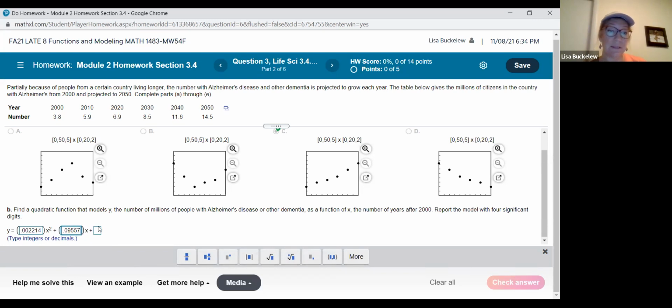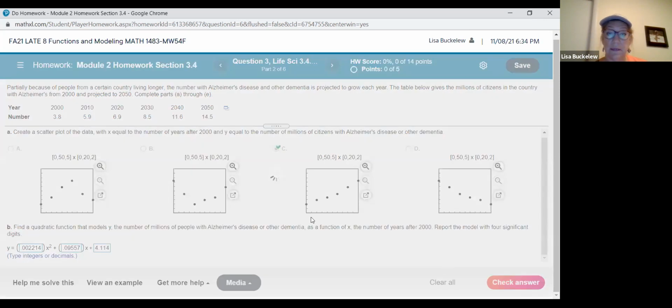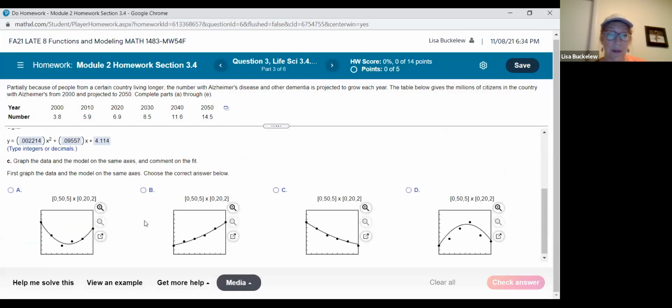That was times the X. And then the constant term started right off with a significant digit. So it's 4.114. Okay, so each of those has 4 significant digits. So let's check that, see what it's like. Okay, yay, we got it right.